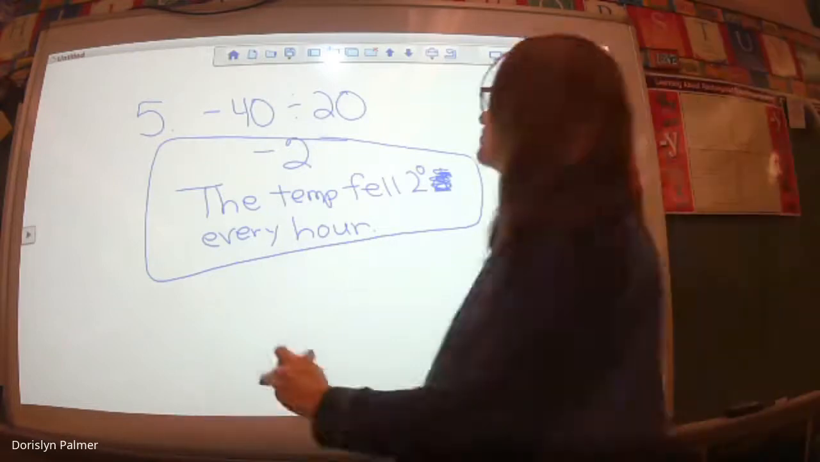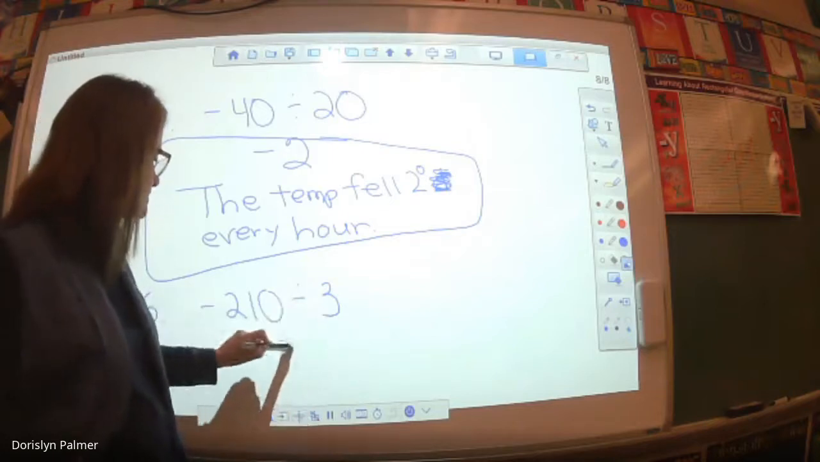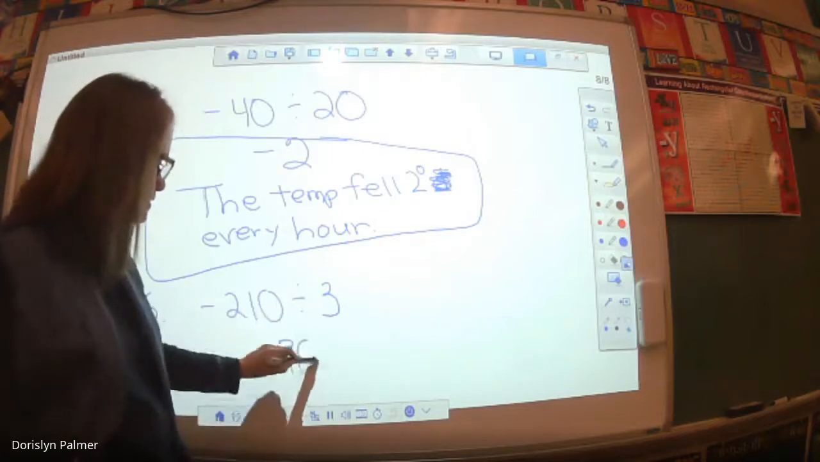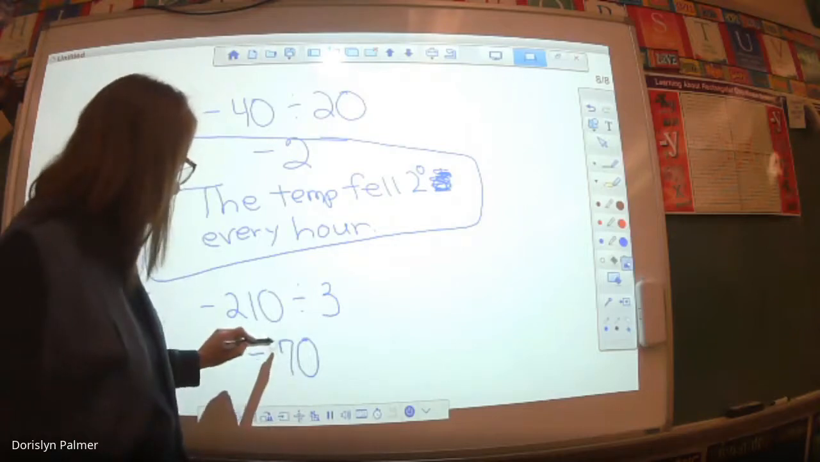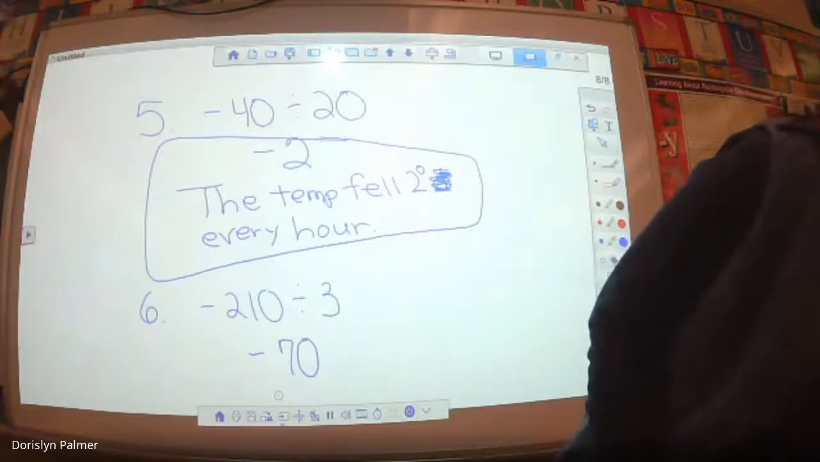-210 divided by 3. -$70. Yeah. So it's going to be negative. 21 divided by 3 is 7. And I have a 0 here. So -70. Was it dollars? Yeah. -70. Okay. So that is -70.